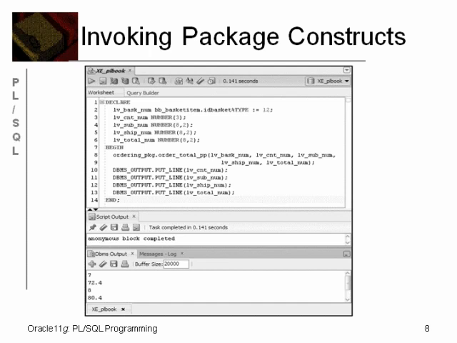Here's an example of invoking our package constructs. So if we look here, we've got a declare. This is just an anonymous block that we have going on here. And we've got some variables that we've created, local variables. And then we're basically executing a procedure that's in the ordering_PKG. So that's the package name.